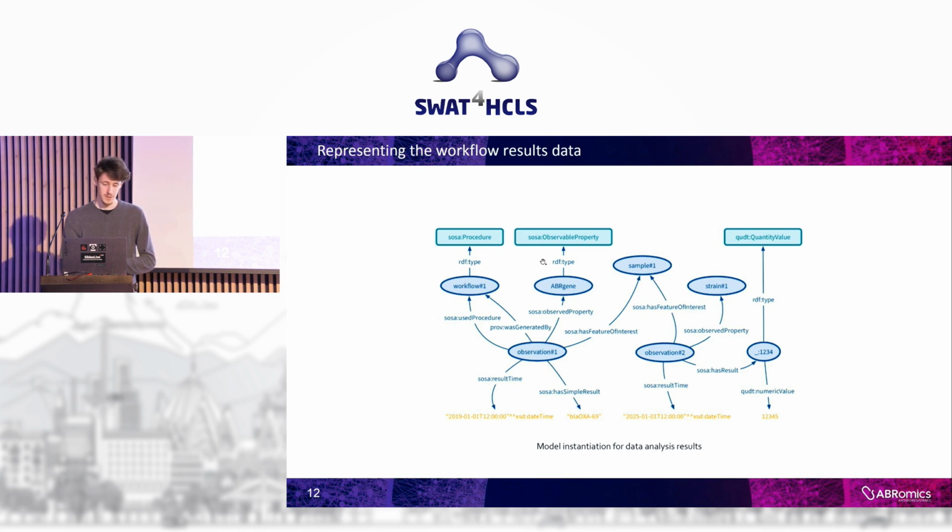And of course, the sample has been observed multiple times by the same workflow. The same workflow also made another observation, which focused on what strain is present in the sample. And here we have the numeric value, which is the abundance of this strain in sample 1.